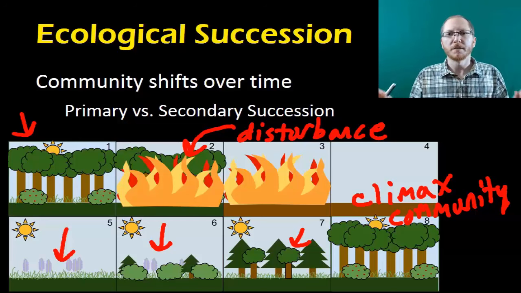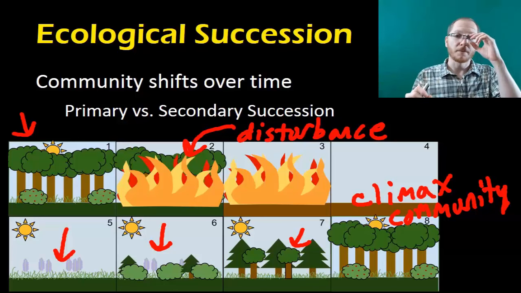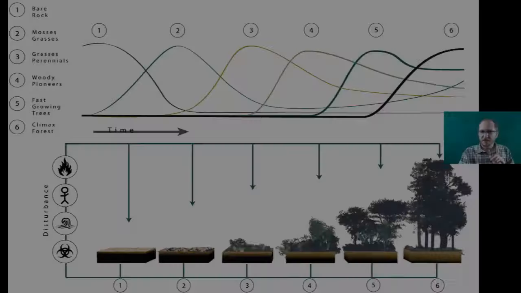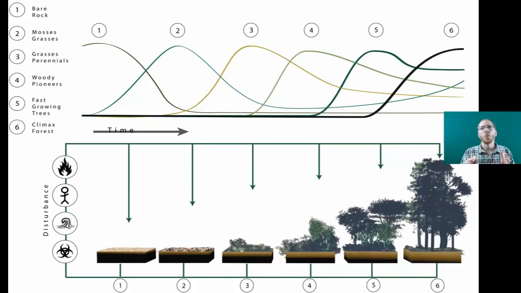They're gone. They do not live there anymore. Now there's two basic types when we talk about ecological succession. There's primary and secondary. They'll both be similar in terms of there's some disturbance, there's going to be this progression of species over time. But the difference is going to come down to what happened in that disturbance.